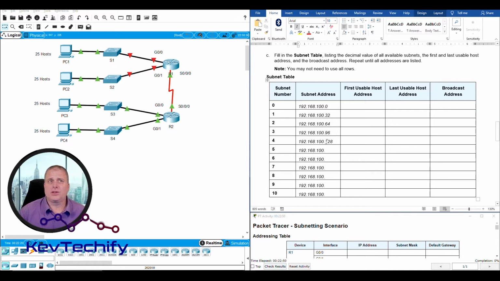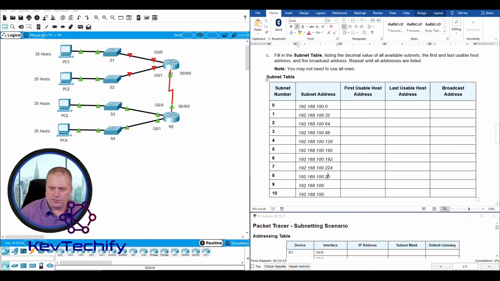What I do typically is I go through the first 2, 3, 4, 5 maybe, figure out what this is, and I just continue the pattern. So 128 plus 32 is 160. 160 plus 32 is 192. Then 192 plus our 32 here is 224. 224 plus 32 gives us 256.